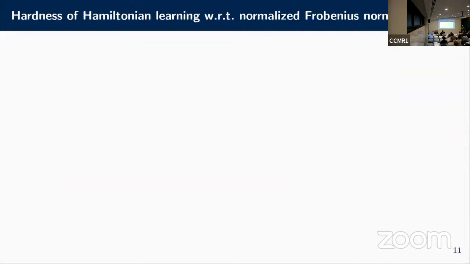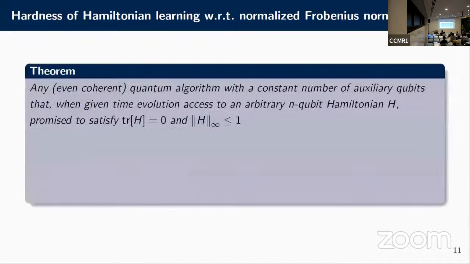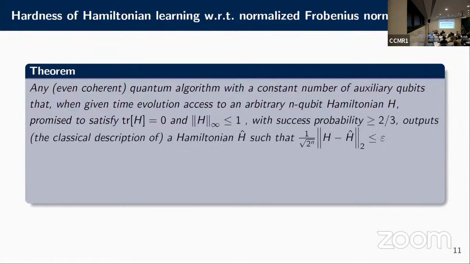So this brings us to the last result. We're still trying to solve the question: is learning actually harder than testing? It could be that for this strange norm, learning is also easy, but this turns out not to be the case, because any even coherent quantum algorithm with a constant number of ancilla qubits, when given evolution access to an arbitrary n-qubit Hamiltonian H, which is trace free and norm bounded, that succeeds with probability 2/3 and outputs a classical description H hat such that you are close in normalized 2-distance.